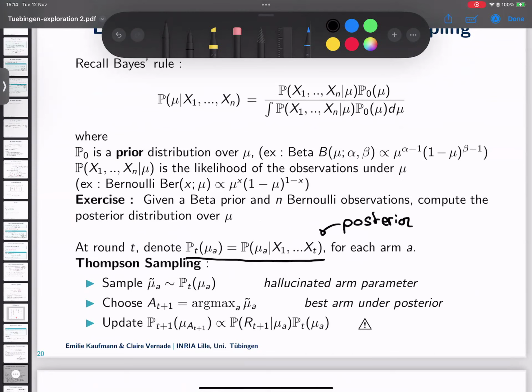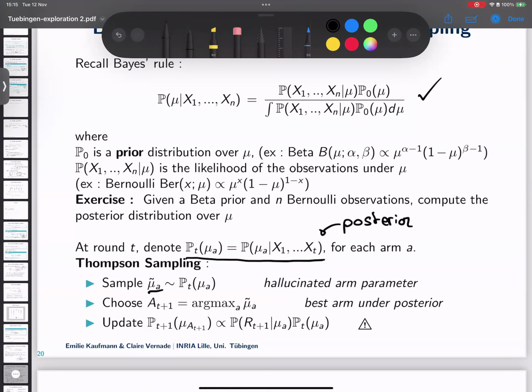The posterior can be computed as a function of the prior and the likelihood. I'm guessing you're familiar with Bayes' rule. And if you have a posterior distribution, what Thompson sampling suggests you do is to sample a mean according to the current belief you have over the distribution of your arm. So you sample a potential mean, and then you act as if the true environment was the one that you sampled.